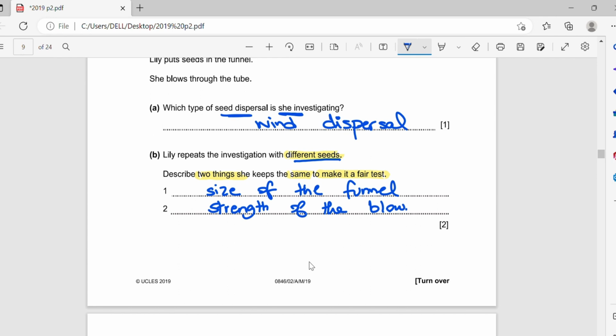لو حد كتب the length of the tube برضو it's considered correct لكن enough to write only two because it's out of 2 marks.